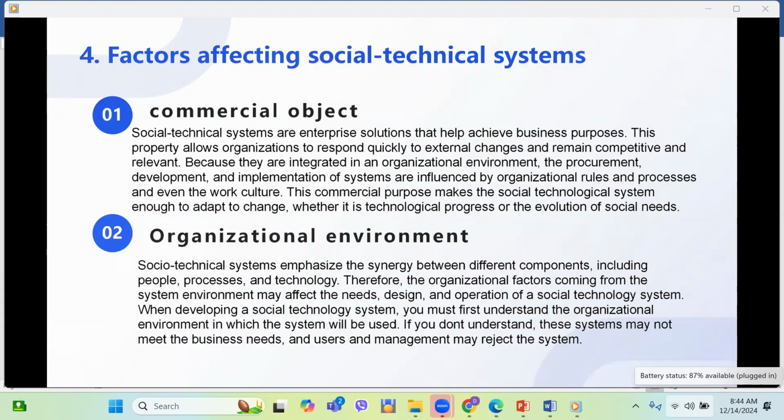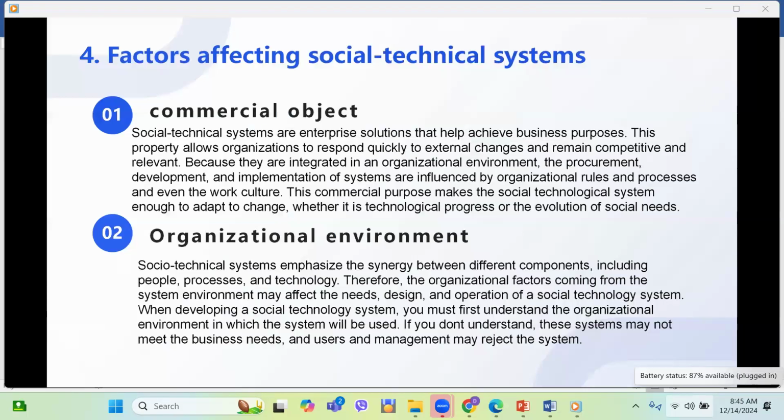Because they are integrated in an organizational environment, the procurement, development, and implementation of systems are influenced by organizational rules and processes, and even the work culture. This commercial purpose makes the sociotechnical system able to adapt to change, whether it is technological progress or the evolution of social needs.